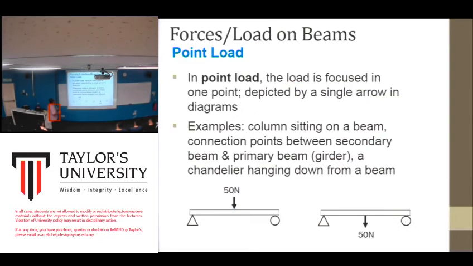And then forces, loads on beam. So this is what is meant by point loads. Yeah, a point load, the load is focused on one point, depicted by a single arrow in the diagram. Okay, let's say this is a beam. Okay, this is the support. On top of it will be, let's say, a load, maybe another beam, or maybe on top it will be a column. Okay, so this is how to represent a point load.